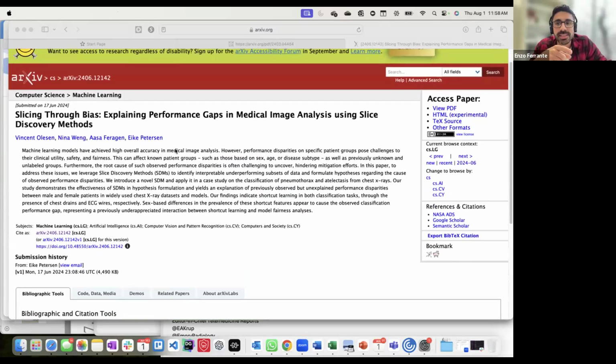So this is the first paper I've seen on slicing in medical. We just have a paper now also that is in ECCV that we are going to present in Milan, that is more computer vision, that is called Big Bias, which goes in the same direction, but in general.